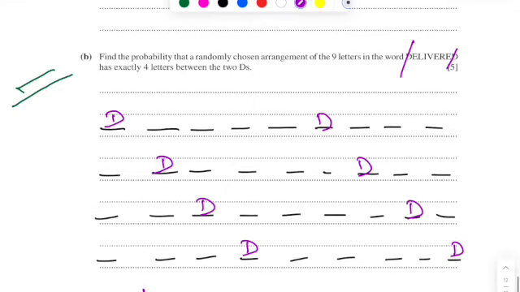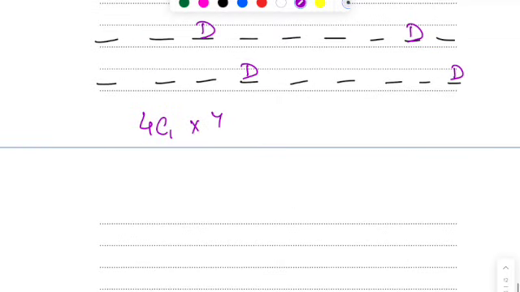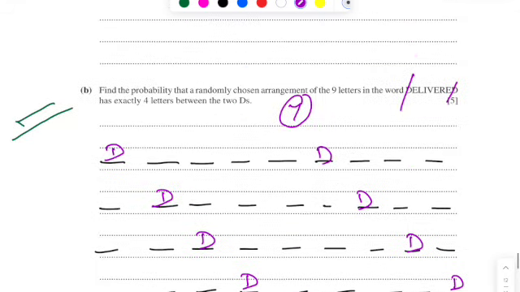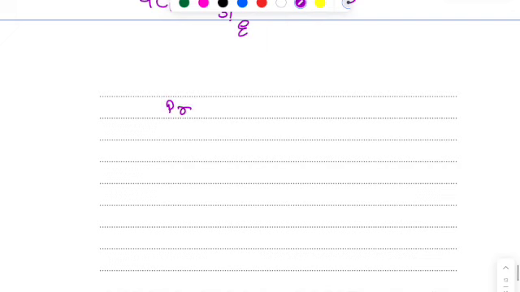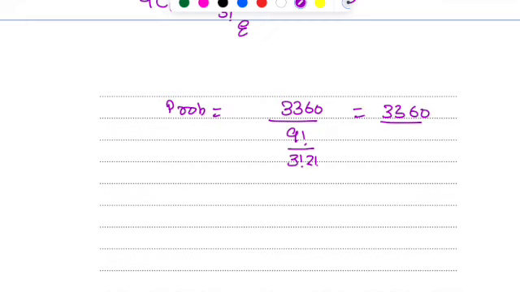Remaining now, in DELIVERED, 2 D's are placed, 7 letters are left over. These 7 places can be filled in 7 factorial divided by 3 factorial ways, because of E. So this is going to be 3360. But what is he asking? Probability. So probability equals 3360 divided by the total number of ways. The total number of ways is 9 factorial divided by 3 factorial, 2 factorial, which is 30,240. So 3360 divided by 30,240 is going to be 1 upon 9.